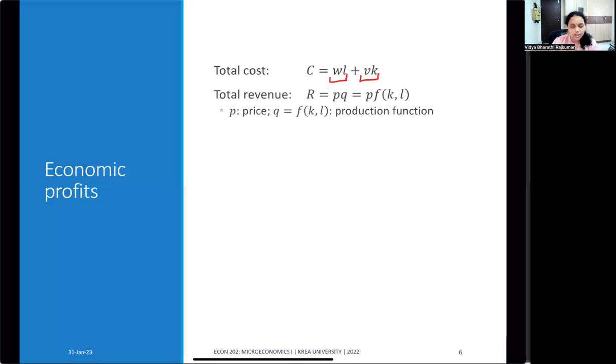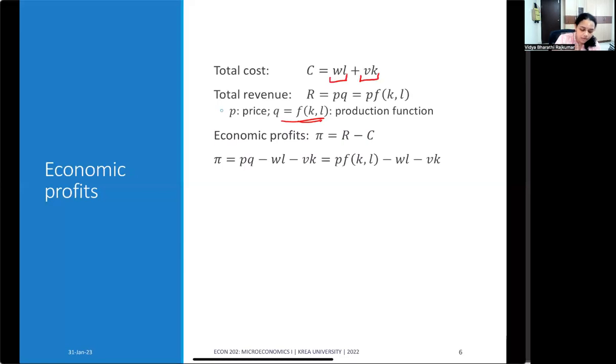My revenue function is just going to be price times quantity, P times Q. And Q is given by f of K and L, that's my production function. So I can write down my revenue function also. And once I have costs and revenues, I can write down my profit function. I'm writing economic profits here because we're dealing with economic costs. So when I compute the profits, turns out the profits are given by this particular expression here. And we can clearly see that the profits of a firm certainly depend on the amount of labor and capital that is being hired.